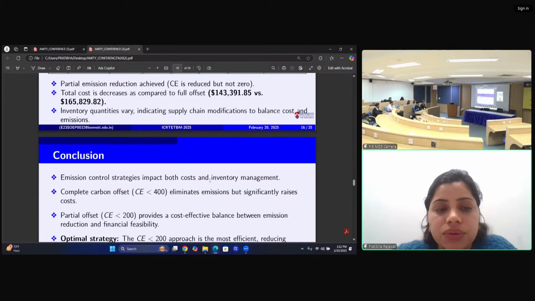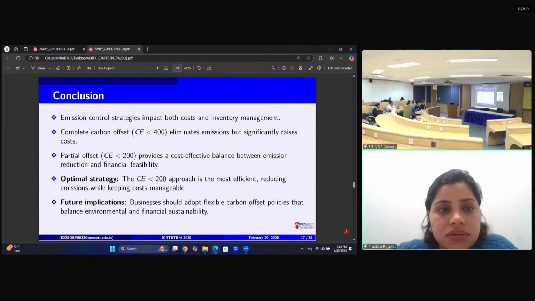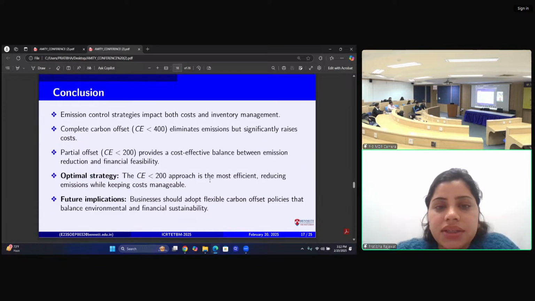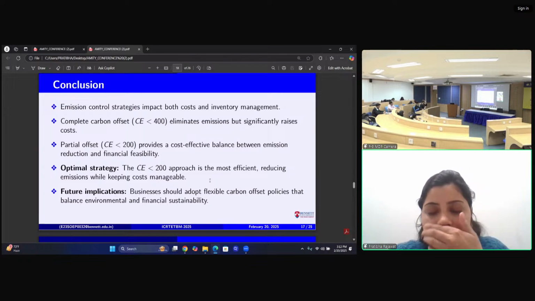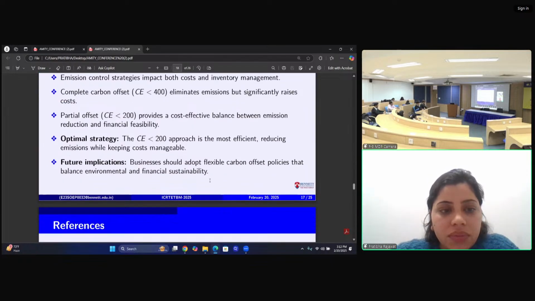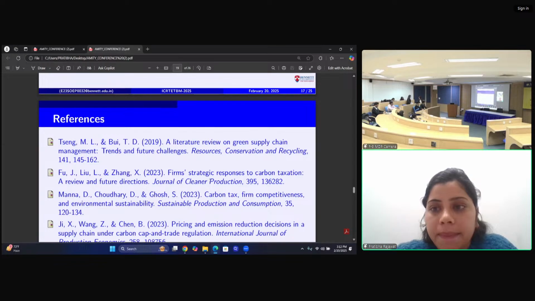Now we discuss the conclusion. Emission control impacts both cost and inventory management. For future efficiency, optimal strategies with partial offset provide a cost-effective balance between emission reduction and financial cost. These are the references.